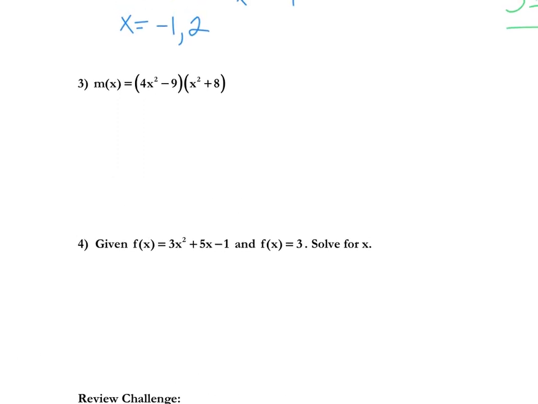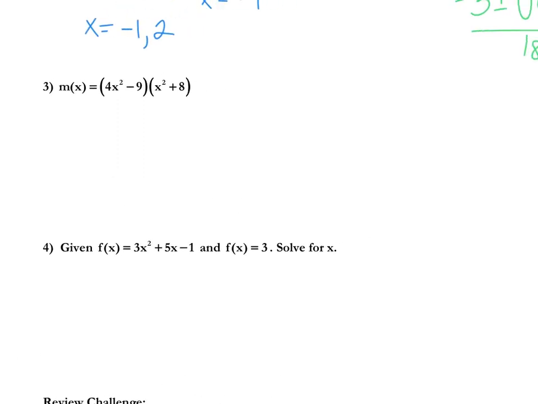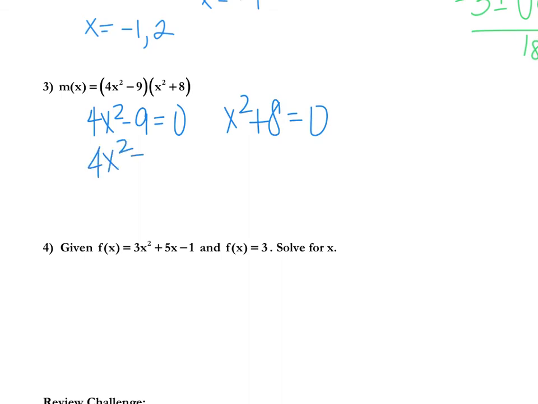Let's take a look at number 3. Same thing. Set anything with a variable equal to 0. Okay. The nice thing about this example is that we can actually use square roots for both. Okay, make sure you isolate the squared term, so I still need to divide by 4. Take the square root, so x equals plus or minus 3 over 2.